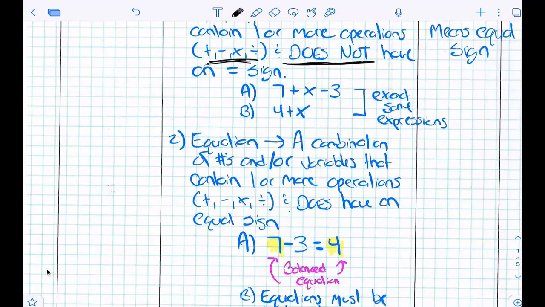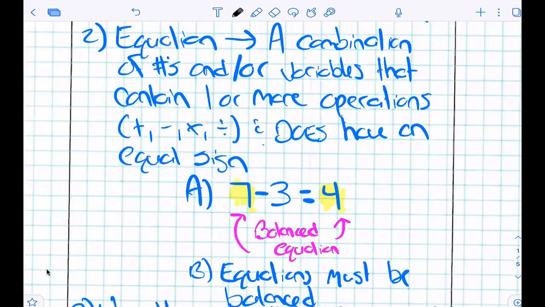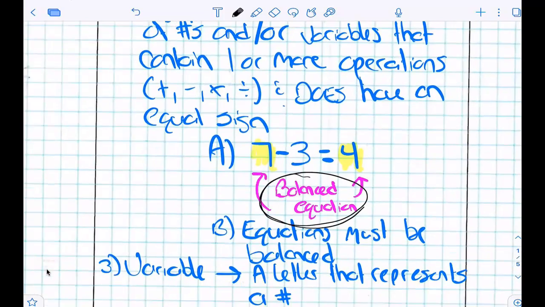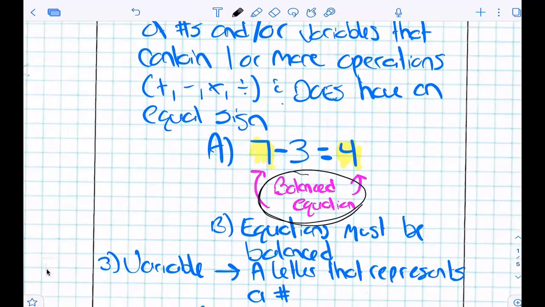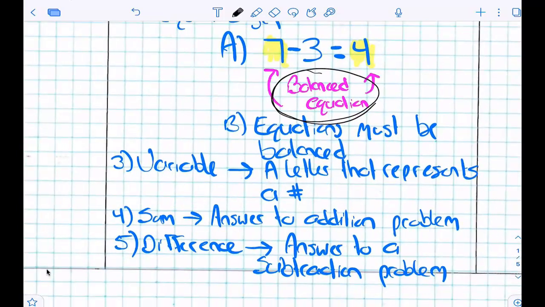So an equation is the same thing. It's a combination of numbers and/or variables that contain one or more operations, but it actually has an equal sign. Equations always have to be what? Balanced. That means the left side has to be the same as the right side, right? Okay, a variable is a letter that represents a number.